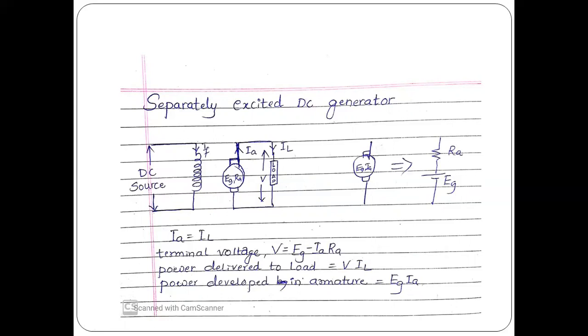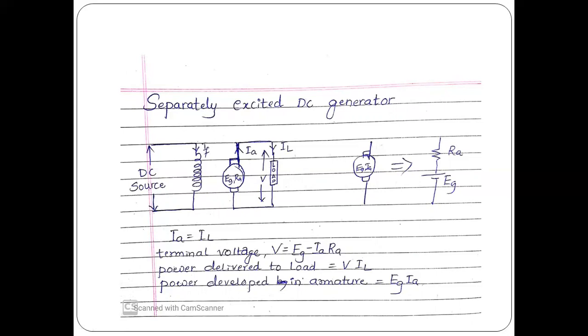Then what about the voltage across the load here? V is equal to how much? Whatever voltage is generated at the armature, we get that, but in between there is a resistance. So the energy generated minus the drop across that resistance will give V. If you apply KVL here, the terminal voltage across the load is the EMF generated minus the drop in the armature.